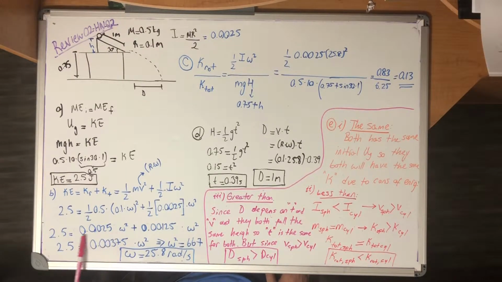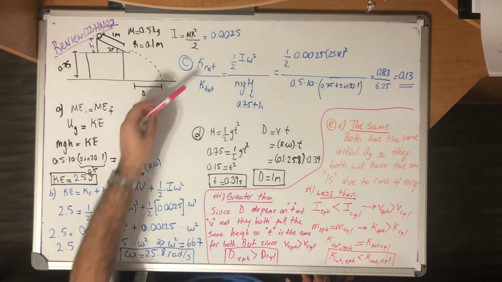You got this 0.0025 omega squared plus 0.002125 omega squared. So you have that many omega squared and that many omega squared. You just add them together. And at the end, you're going to have 0.00375 omega squared. And if you divide both sides by 0.00375, then you find omega squared as 667 roughly. And once you take the square root of both sides, then you find your omega as 25.8 radians per second.